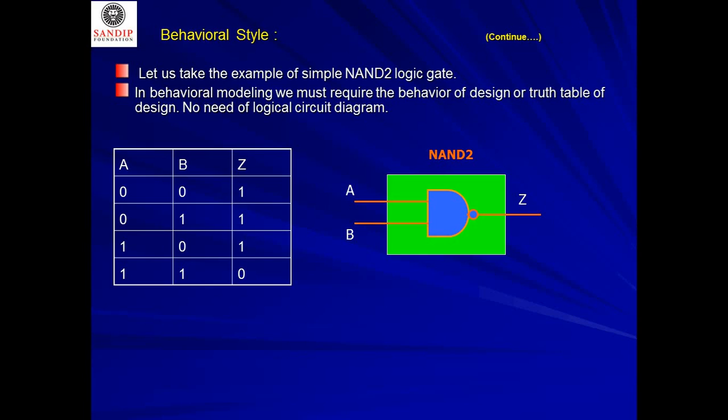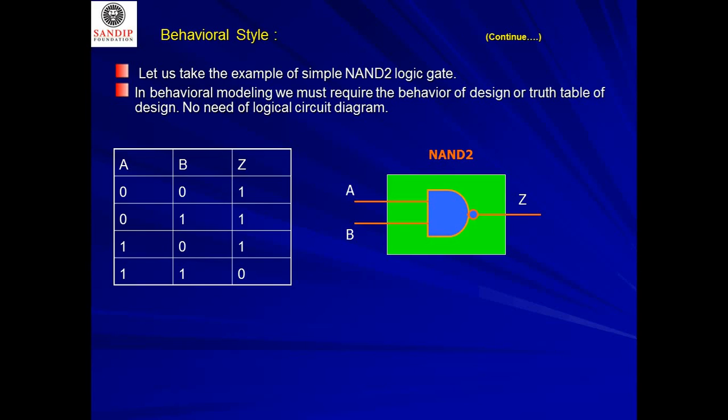In this example, we are going to write the VHDL architecture for a NAND2 gate. For a NAND2 gate, there are two inputs and one output. Hence, first of all, we will write the truth table of the design. It has two inputs A and B and the output is Z. Let's write all the combinations of input: 00, 01, 10, 11.